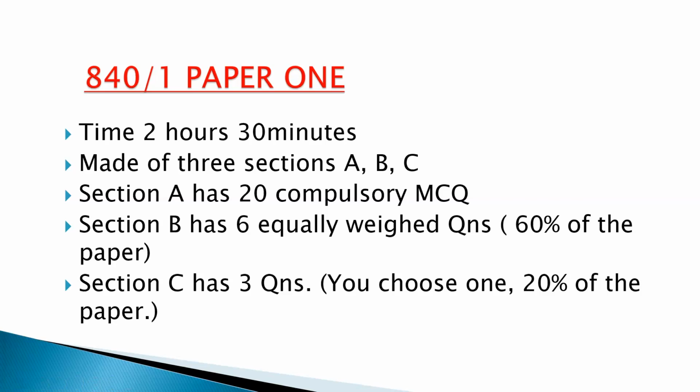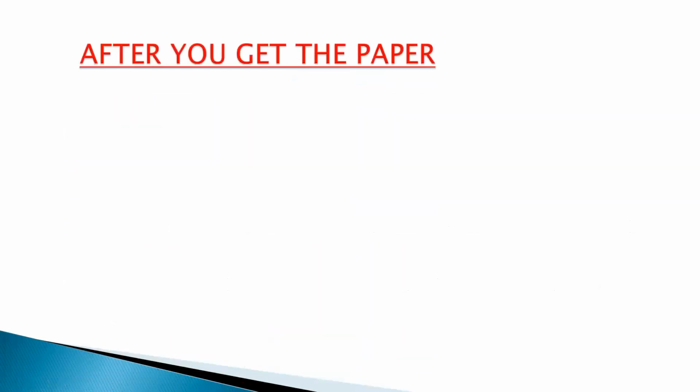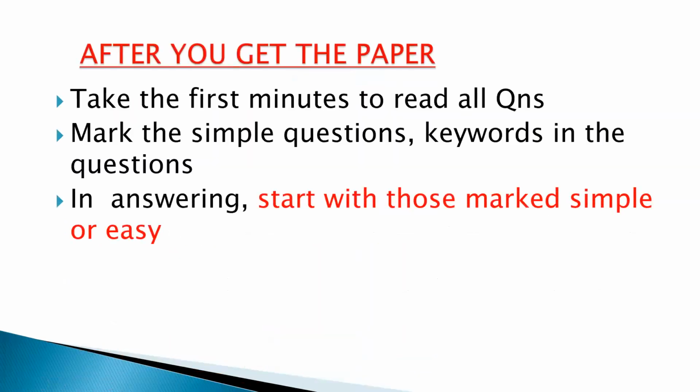We are going to discuss section by section and see how best we can pass these sections and how we can organize for them. We start off with section A. How can we pull these 20 marks of multiple-choice questions? Number one, you should always read questions more than once. Try to read those questions and understand them before thinking about responding. You can first do a quick read through the questions, mark the simple questions, identify the keywords, and then start answering.